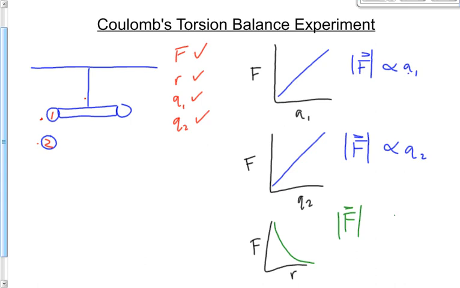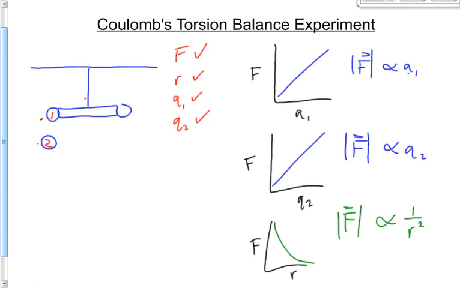Rather, as R goes up, F goes down by a squared factor. So in other words, if you double R, F goes down by a factor of a quarter. If you quadruple R, then F goes down by a factor of 1/16. It's an inverse square relationship, we call it.